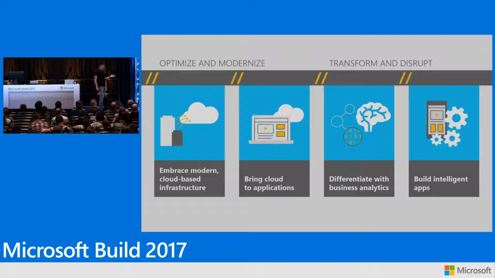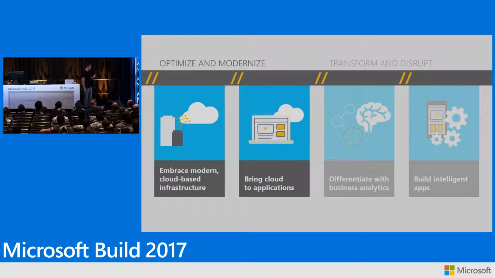And finally, from a transformation standpoint, when you get into rich application building, there's differentiating with business analytics. There's a lot of telemetry data coming out of SQL Azure that we can share broadly with applications. And finally, using features like Graph, R, and Python built into the data to build intelligent apps.